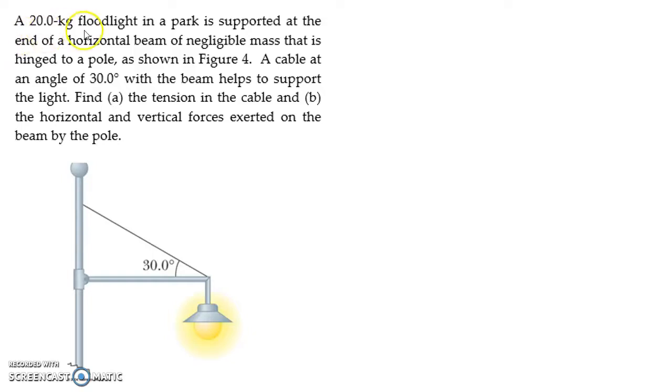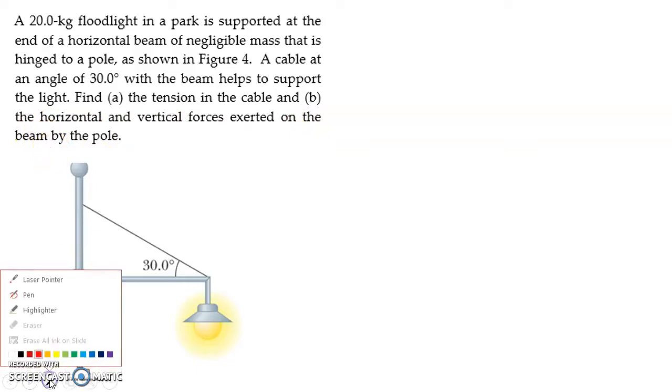A 20 kilogram floodlight in a park is supported at the end of a horizontal beam of negligible mass that is hinged to a pole as shown in the figure. A cable at an angle of 30 degrees with the beam helps to support the light. Find A. The tension in the cable, and B. The horizontal and vertical forces exerted on the beam by the pole.